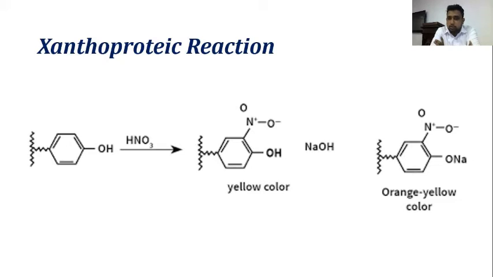Okay, so the principle in the biuret test is stronger than the xanthoproteic reaction. You know that all proteins contain peptide bonds. To understand that, you need to know the theory. That's why I nicely explained this to you. Now I will show you the practical protocol, and after that, if you have any questions, you can ask.